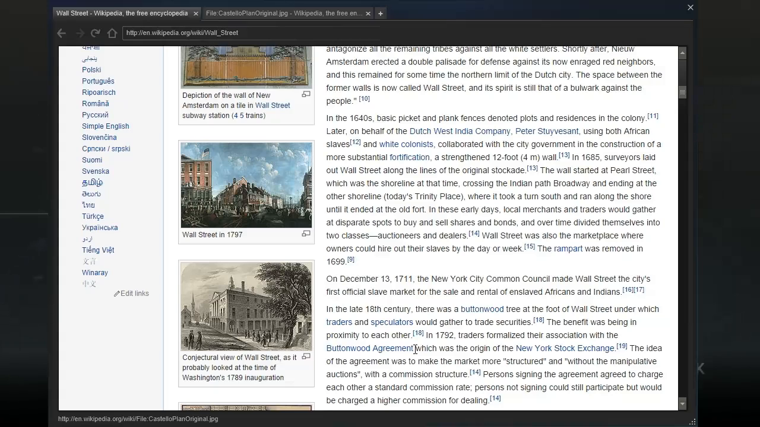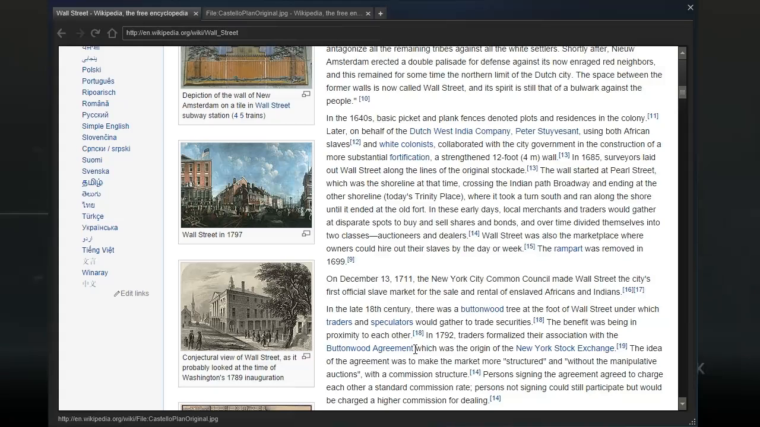In 1685, surveyors laid out Wall Street along the lines of the original stockade. The wall started at Pearl Street, which was the shoreline at the time, crossing the Indian Path Broadway and ending at the other shoreline, today's Trinity Place, where it took a turn south and ran along the shore until it ended at the old fort.